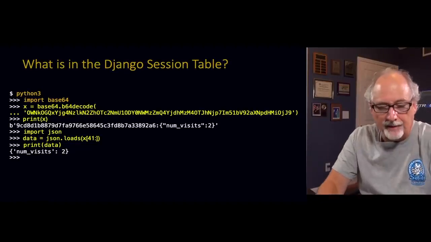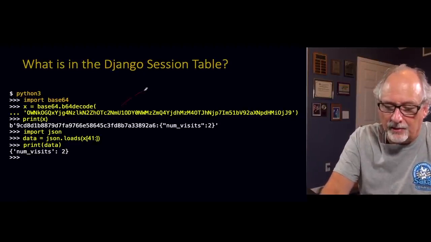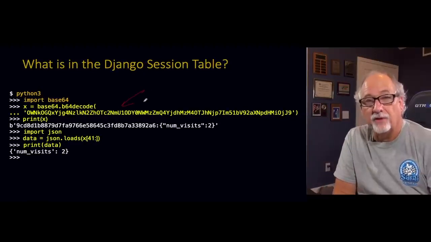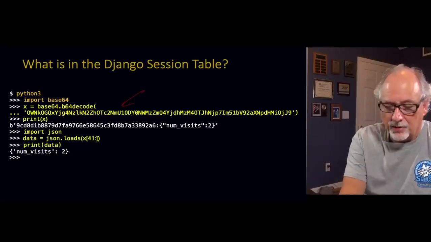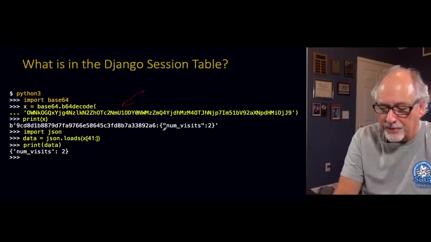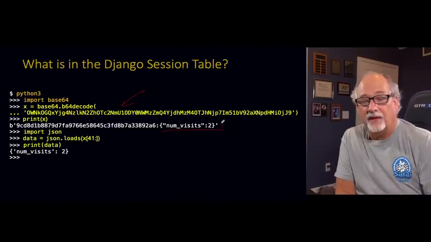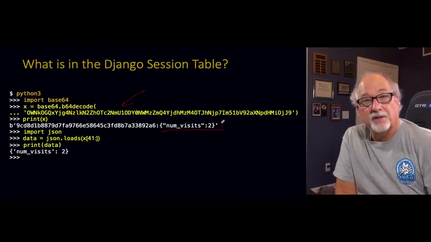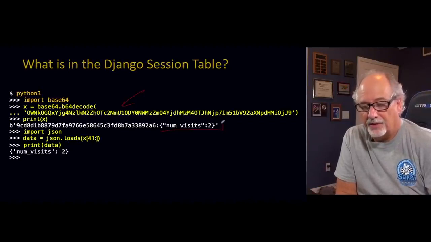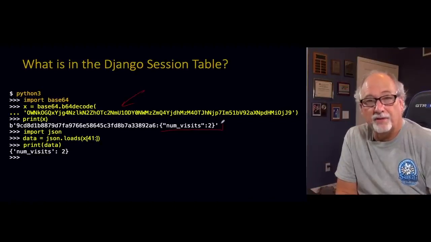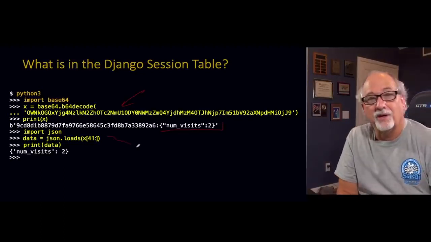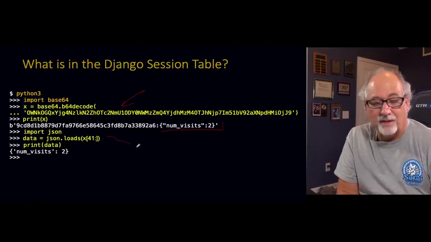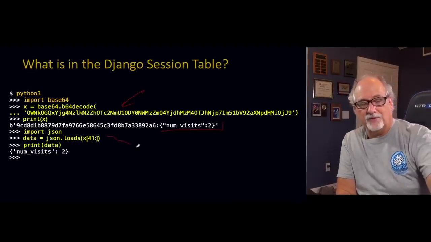So if we take a look at the base64 encoded variable and decode it, you see that ultimately it's just a little key value pair that looks pretty much like a dictionary. It's a serialized version of a dictionary, a dictionary that has been put into a serialized form. And it's also in JSON format, so we can tear this apart and use the JSON library to load it up and see what we've got.